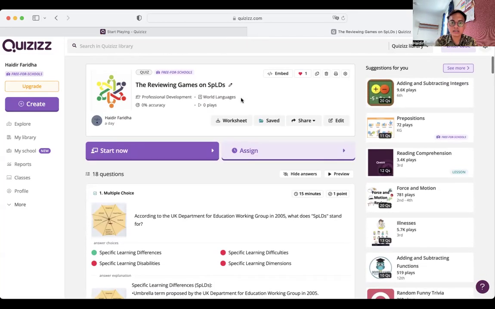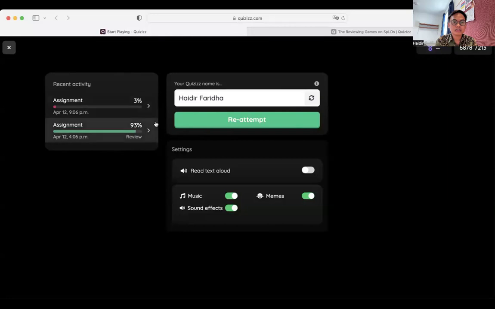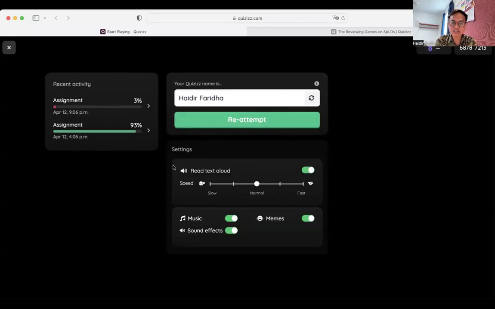And I have tried the link with my colleagues. So let's try the quiz right now. These accommodations are also optional. For example, because I personally love music, I put the music on. But if you are annoyed by memes or sound or other sound effects, or if you don't need the read text aloud, you can turn off these accommodation options. But I'm going to try them all now.